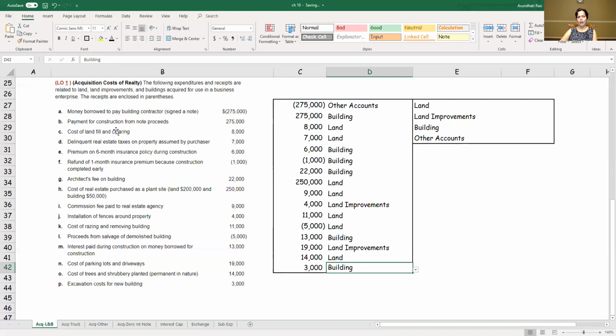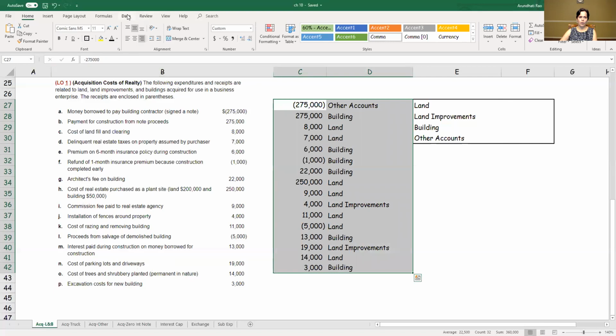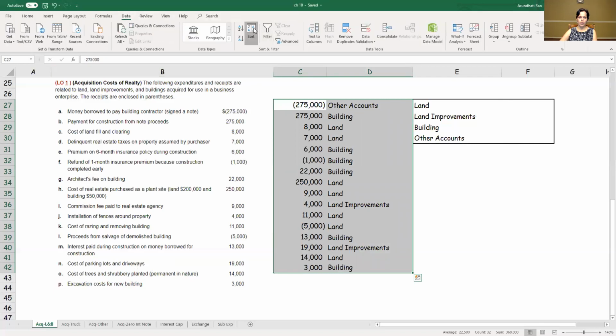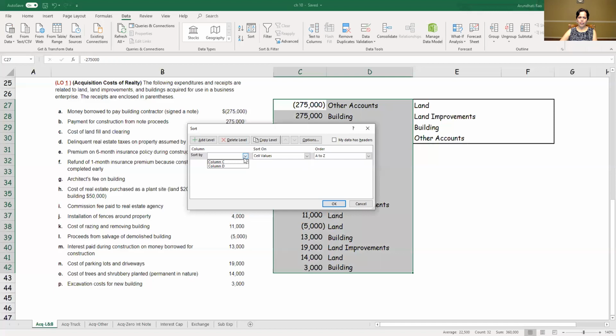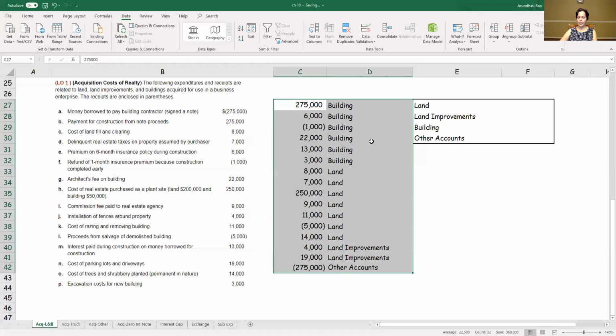Now, assuming all of these were the accounts, the expenses, the cash receipts and cash inflows and outflows relating to the acquisition of land and building, we now have our accounts all set up over here. I need to find out what the total amounts are. As I'm using Excel, I will do a quick sort and I will sort it by column D. And now I have all the information I need over here.